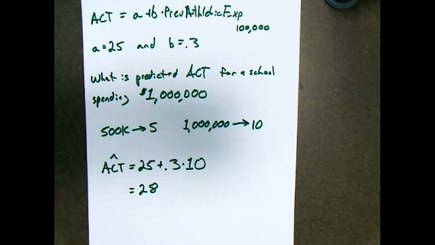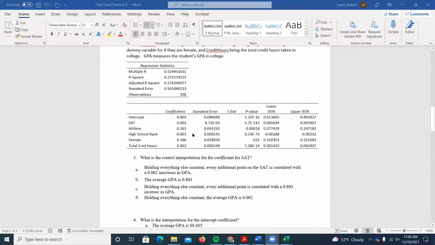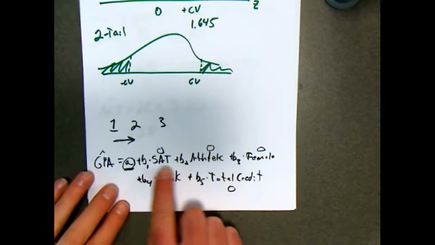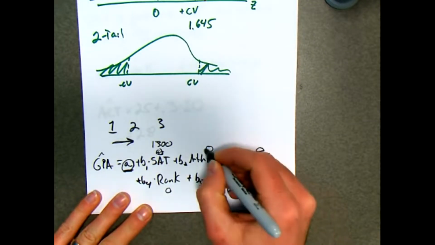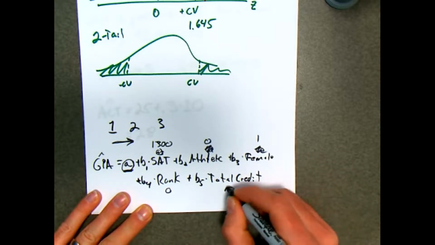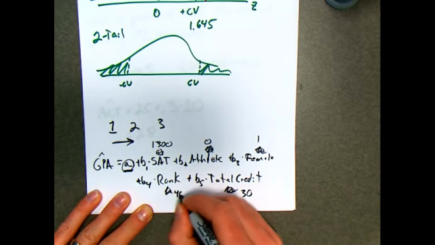Now, it could be more complicated than just one variable, right? I probably wouldn't do as many just for the sake of time. But you could come up with a predicted GPA if I gave you some hypothetical values for a person here, like maybe they have a 1300 SAT, they aren't a student athlete, they're 40th in their high school, they're female, and they have 30 credit hours, right? I would just take those hypothetical X values. Instead of zeros, as when we were doing the interpretation of the intercept, I would just write those in. They weren't an athlete, they were female, 30 credit hours, 40th in their high school.